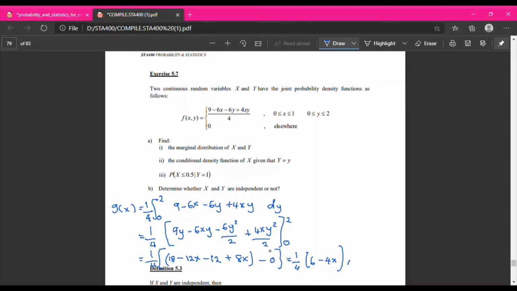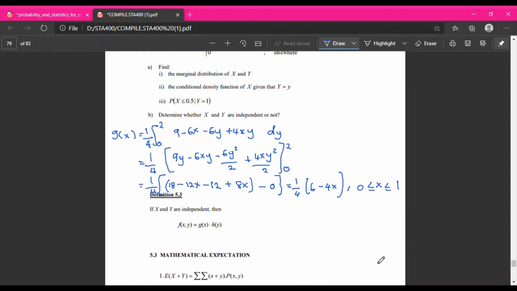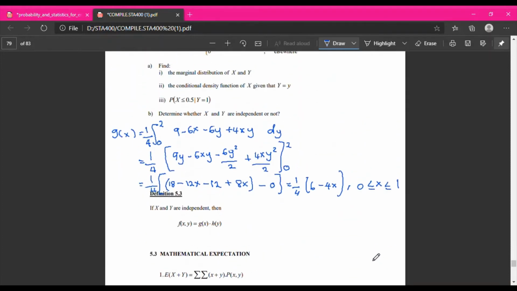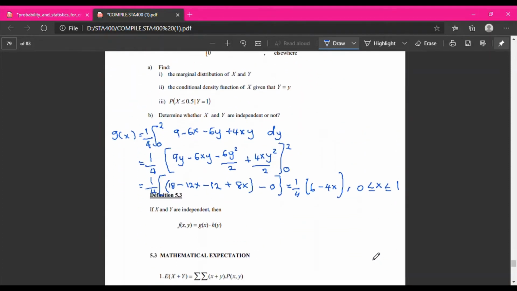Okay, this is the marginal for x. So we need to put the interval for x, 0 and 1. Okay, this is the marginal for x. So you need to proceed with the other one, which is the marginal for y.